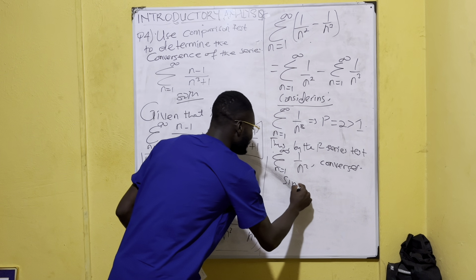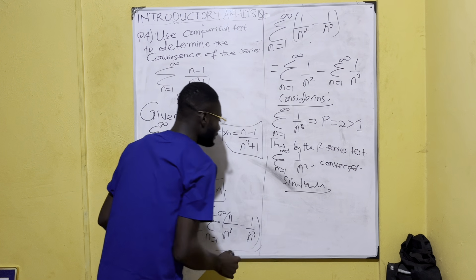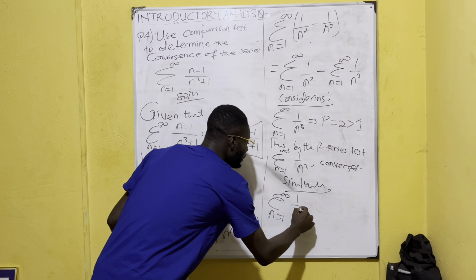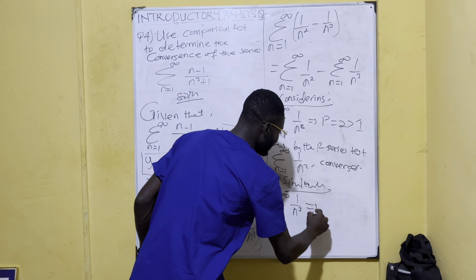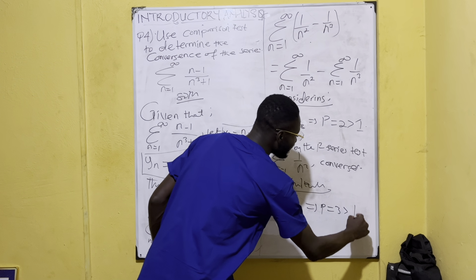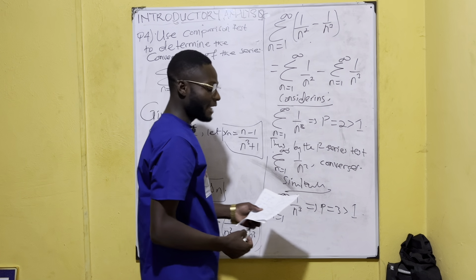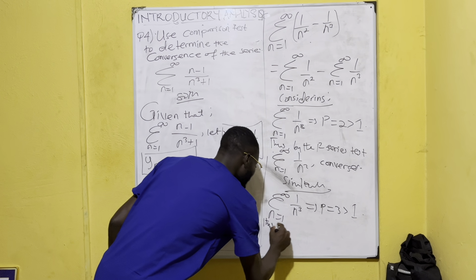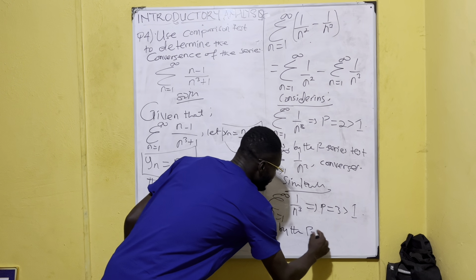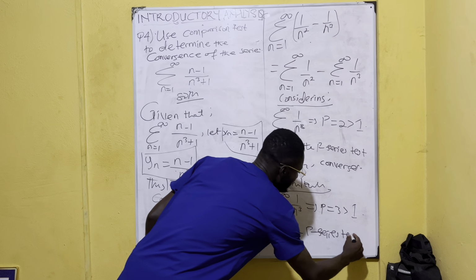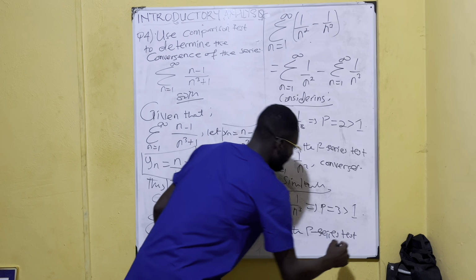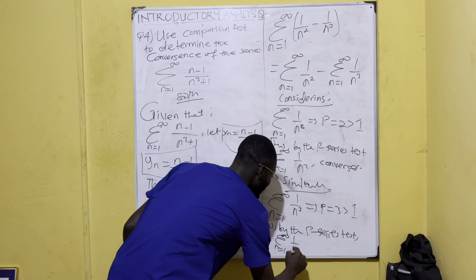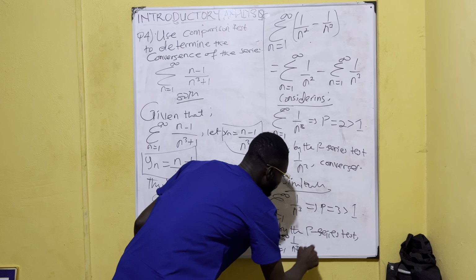So similarly, we can say that summation from n equals 1 to infinity of 1 over n cubed, this implies that p is equal to 3, which is greater than 1. So the same idea, that's by the p series test, we say that summation from n equals 1 to infinity of 1 over n cubed converges.